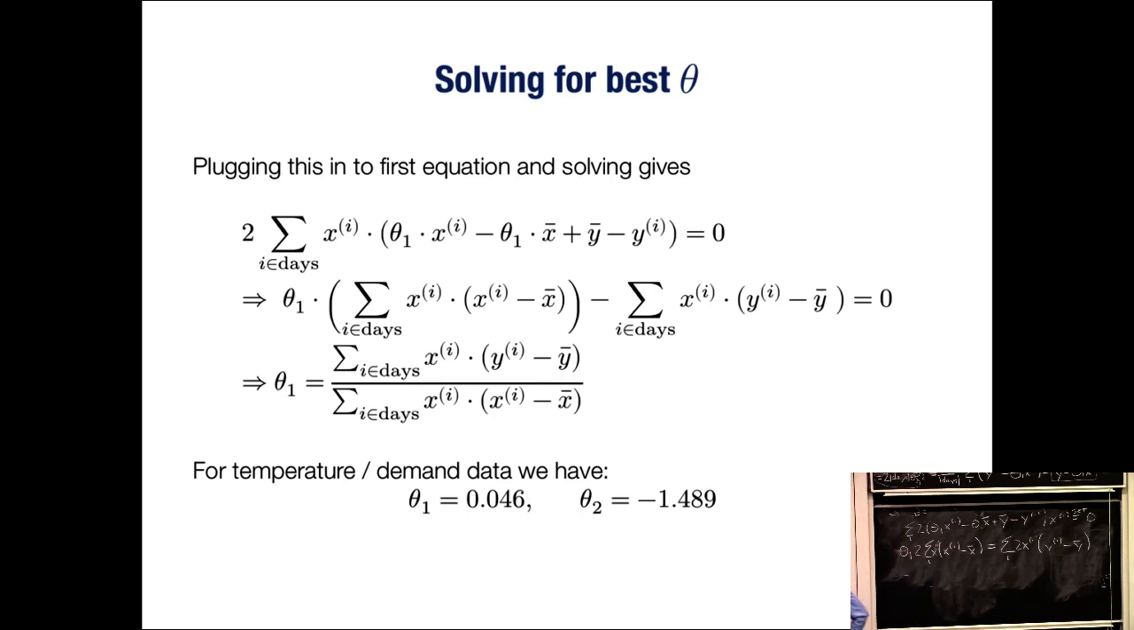And in fact, if I do that for this system, this data that I have, I get the solution theta 1 equals 0.46. That's the slope of the line. And then the offset of the line is negative 1.489.